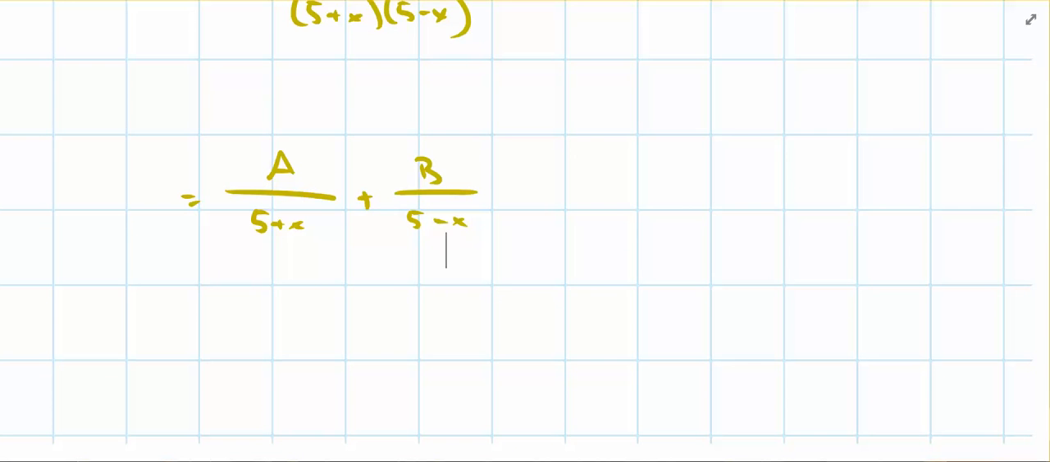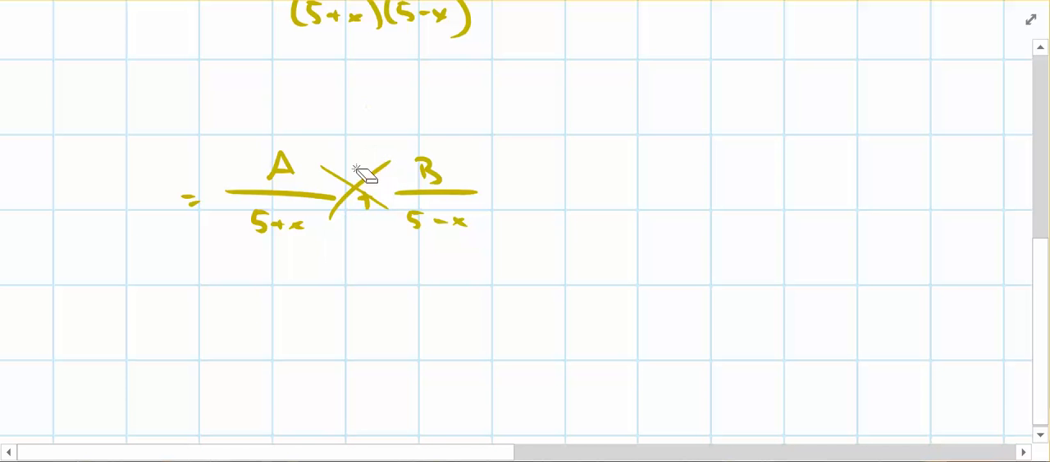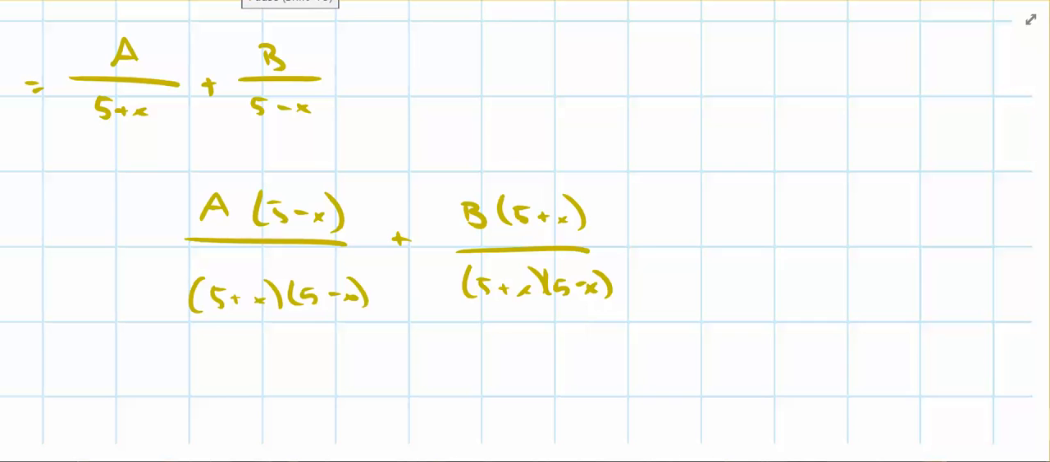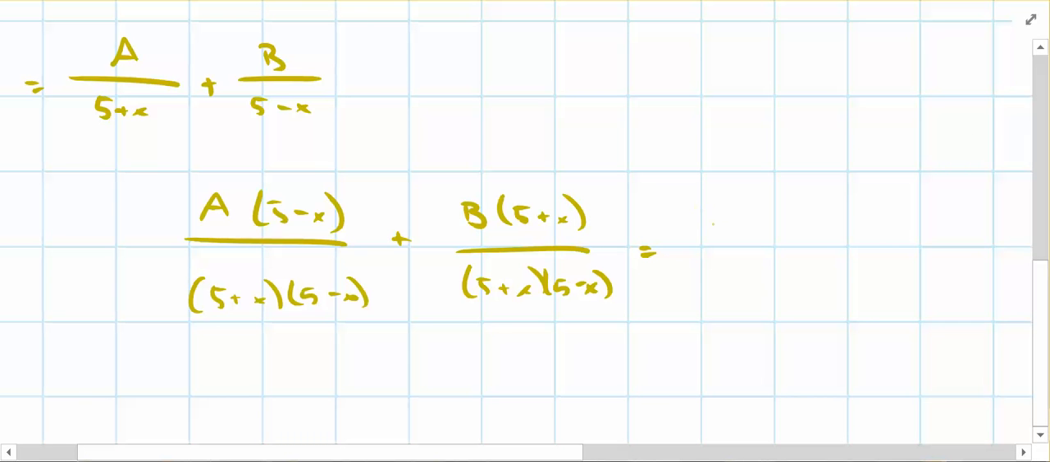So first, in order for us to be able to add these partial fractions, we have to multiply the denominators of each to find the common denominator. As you see, A has to be multiplied by 5 minus x, while B has to be multiplied by 5 plus x. And this is also the common denominator in the bottom. Now we'll know that this is equal to 20 over 5 plus x times 5 minus x.